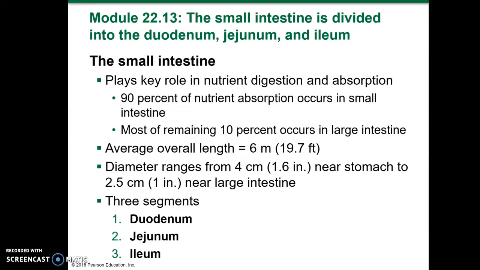So the small intestine plays obviously a key role in nutrient digestion and absorption. 90% of nutrient absorption occurs in the small intestine. Most of the remaining 10% occurs in the large intestine. Average overall length of the small intestine is 6 meters or 19.7 feet. The diameter can range from 1.6 inches at the stomach to about 1 inch near the large intestine. And there are 3 segments of the small intestine: the duodenum, jejunum, and ileum.